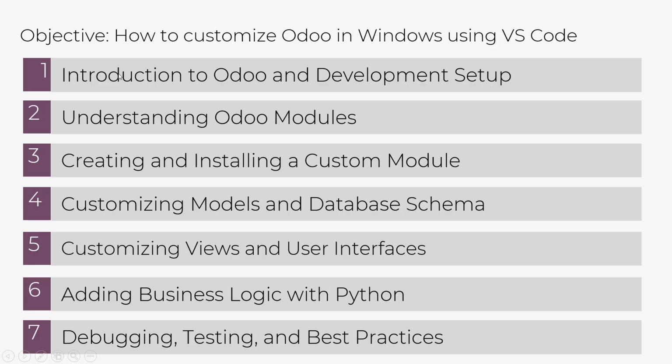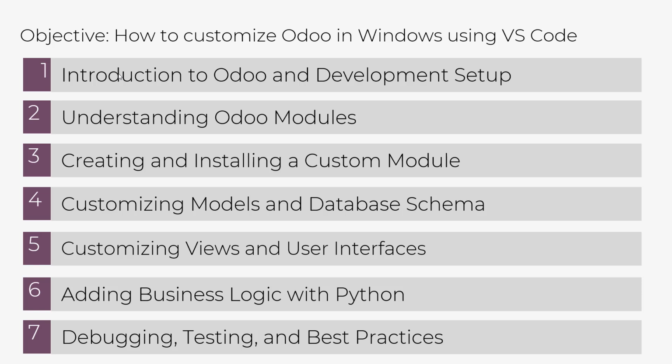In today's video, we will be looking at how to customize Odoo in Windows using VS Code. It will be a 7-part series and we will be working with Odoo Enterprise version 18. In the first part of this series, we are going to cover introduction to Odoo and development setup.